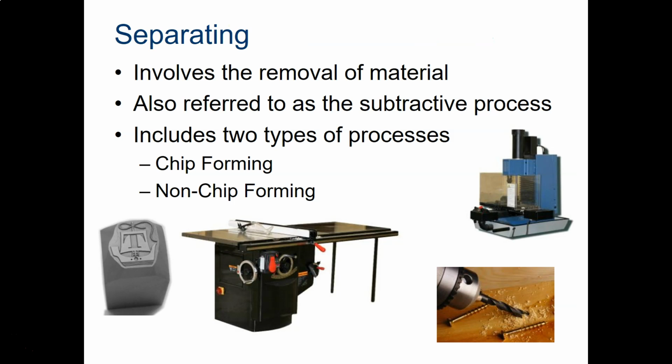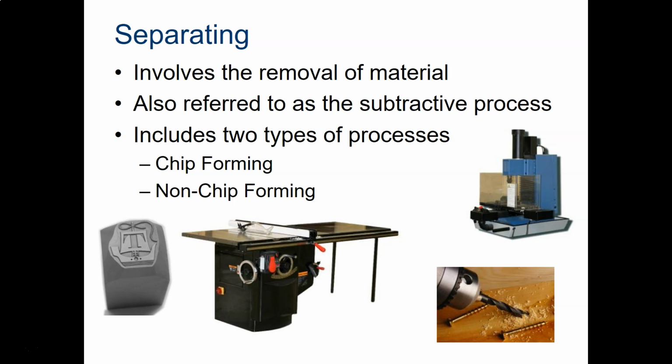Let's move on to the separating process. This is one of the oldest processes. Chip forming subtractive processes are a type of separation process where a chip is formed. Good examples of this include cutting with a saw, drilling with a drill, or machining with a mill or lathe. Non-chip forming processes are a type of separation process where no chips are produced. Good examples of this would be stamping or shearing.